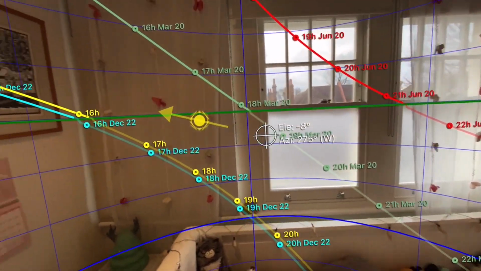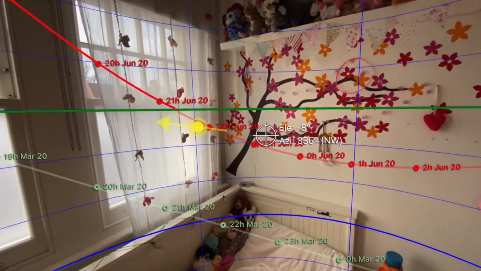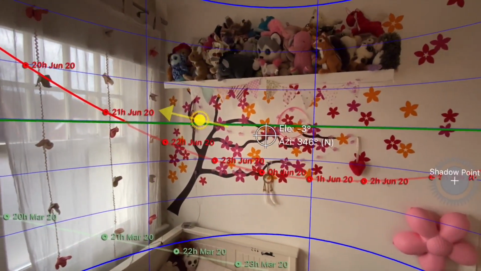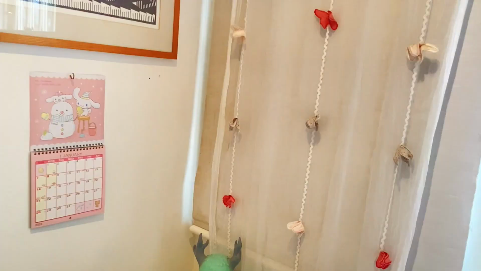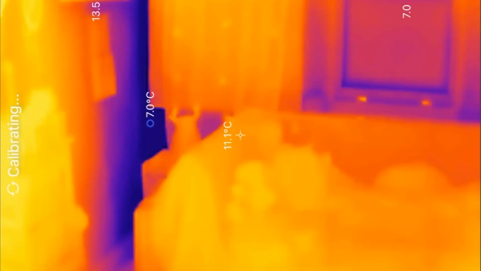Be interesting to see if that's the north side. I think it probably is. This neat app called Sunseeker shows us where north is. It's the blue vertical line, and it shows us the sun at different times of year. Basically, it's going to be very cold in the corner there.